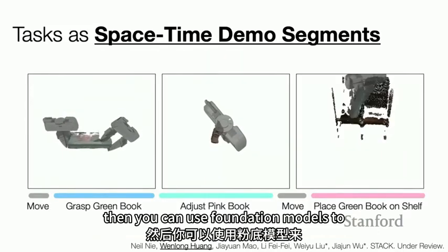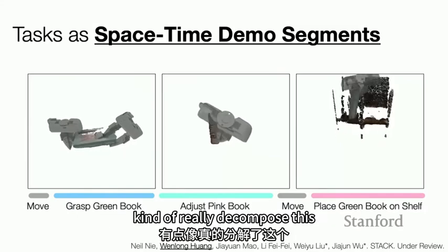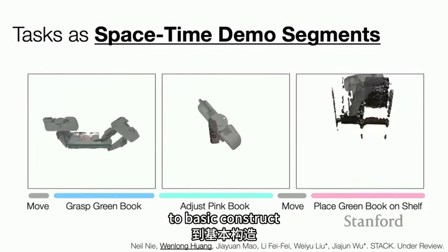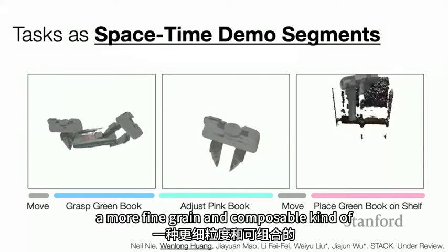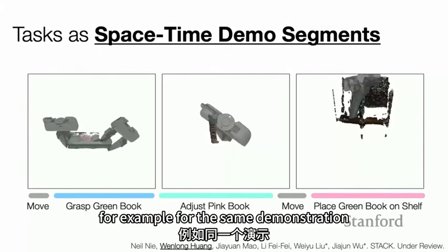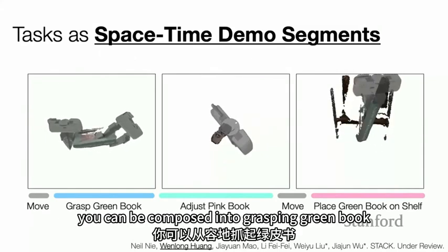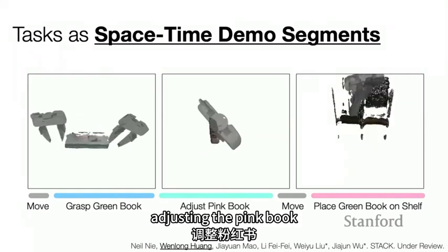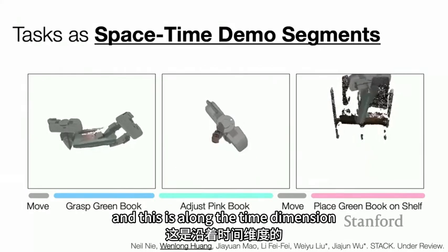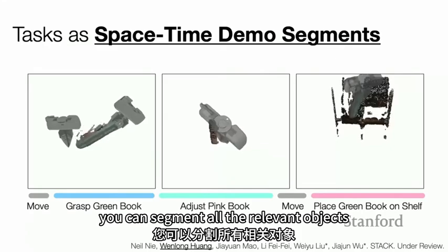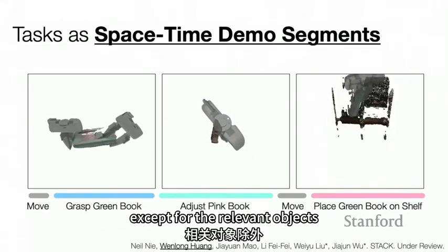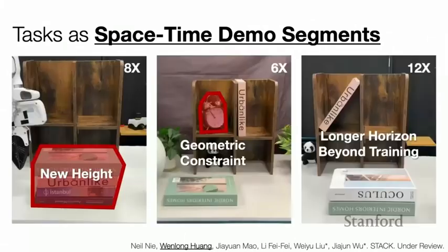Then you can use foundation models to decompose this along both space and time dimensions to construct more fine-grained and composable demonstration data. For example, the same demonstration can be decomposed into grasping the green book, adjusting the pink book, and placing the green book on the shelf. And this is along the time dimension. On the space dimension, you can segment out the relevant objects. So the rest of the scene shouldn't really matter, except for the relevant objects.